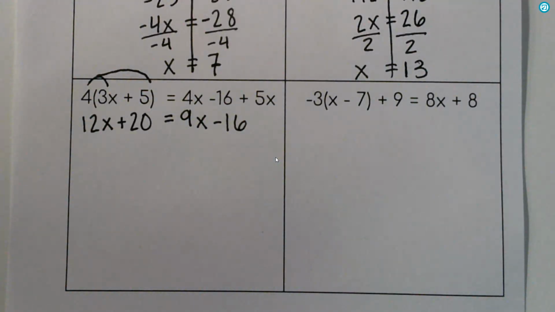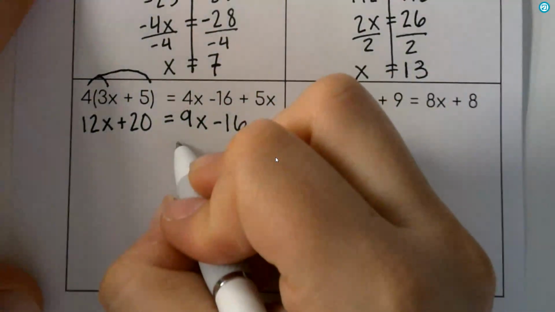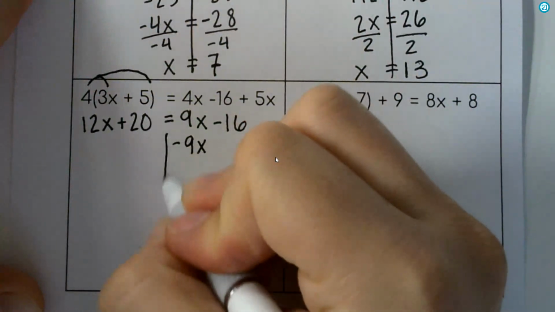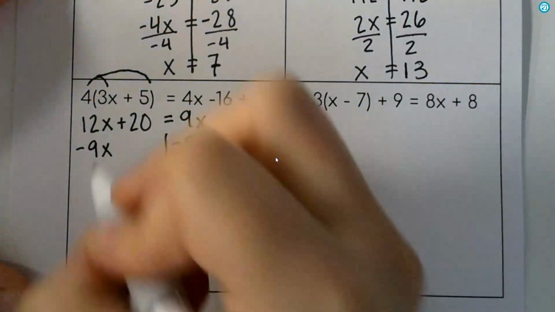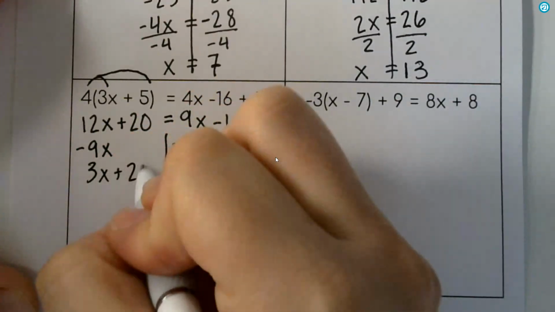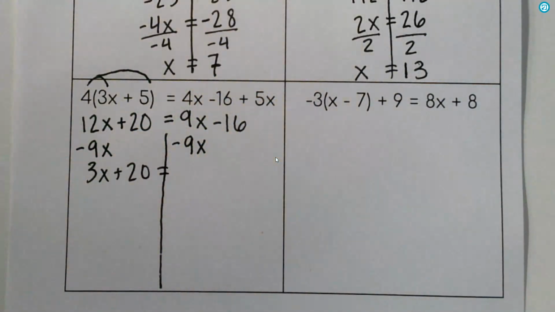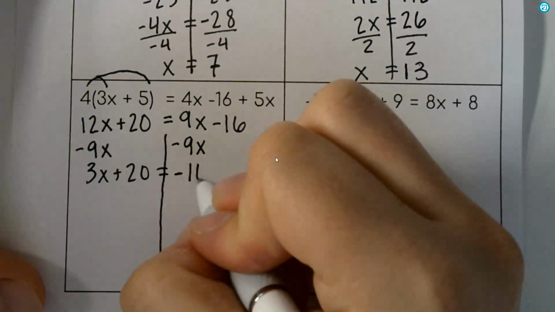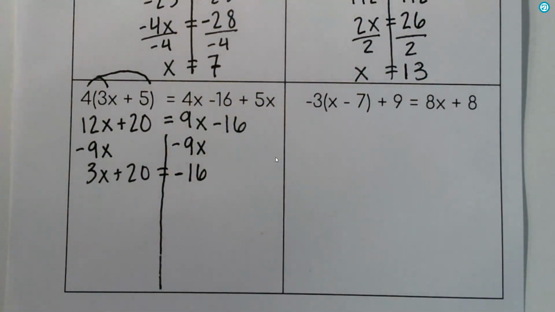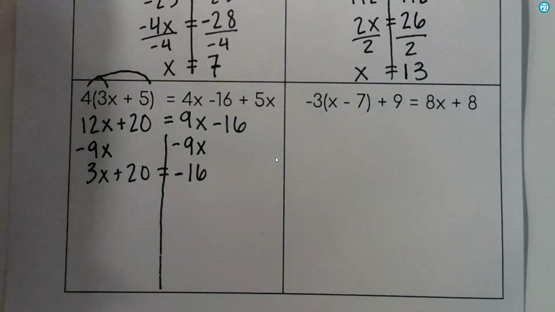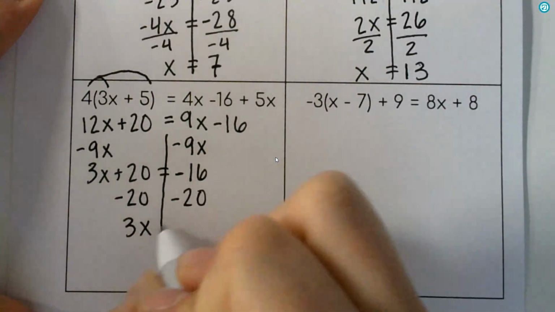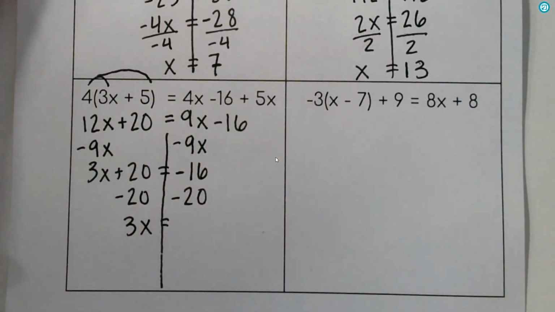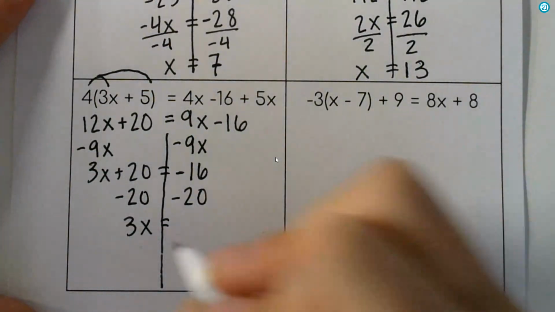Okay, so from there, we can subtract that 9x from both sides. I like to move things to the left, but this also keeps things positive. On the left side, we've got 3x plus 20 equals negative 16. And we'll subtract 20 from both sides. We'll have 3x equals negative 16 minus 20 is negative 36.